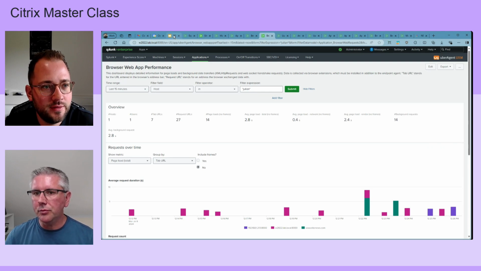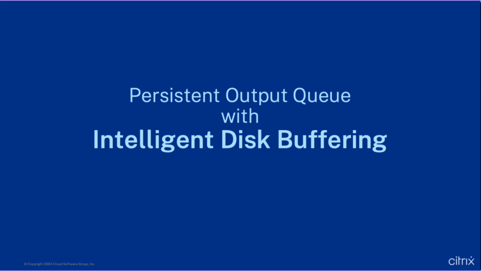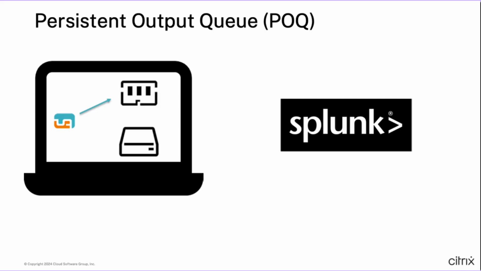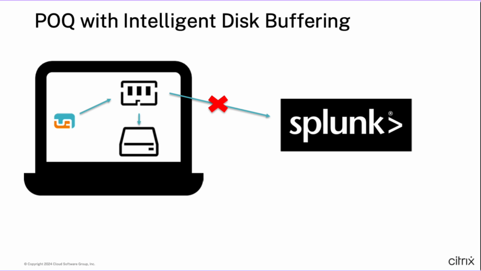Yeah, also a good question. Let's move back to the slides here again. For this purpose, we have our persistent output queue with intelligent disk buffering. So I have a few graphics for this. Usually uberAgent buffers its data in RAM before sending it off to the backend. Now, exactly the use case you described, what happens if the backend connection is lost? uberAgent notices that and switches to a local SQLite database on disk.